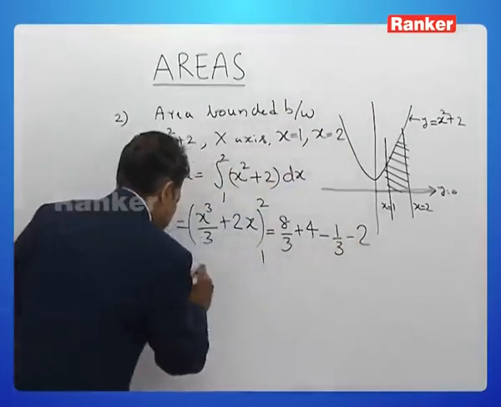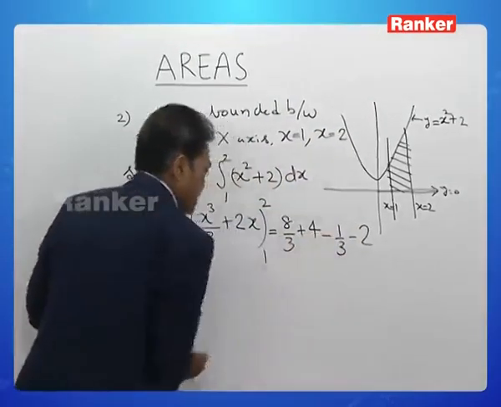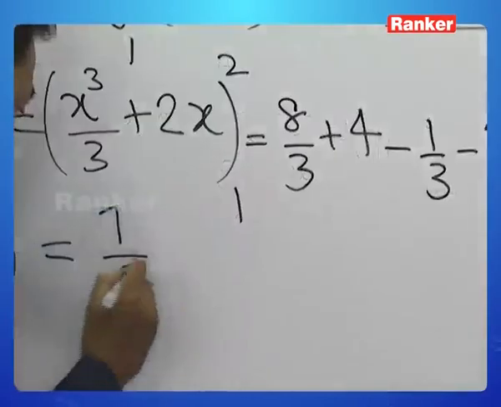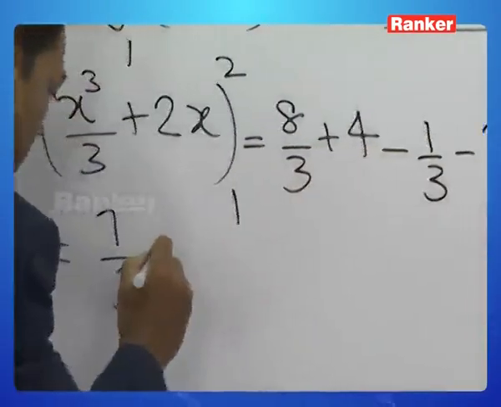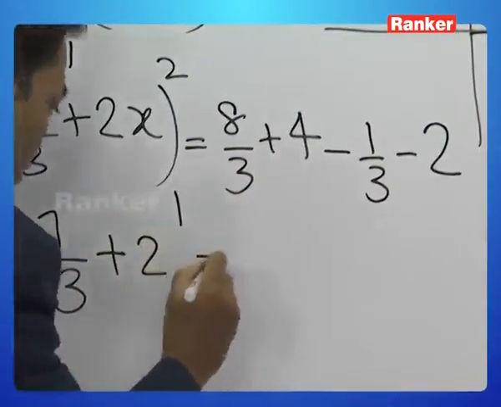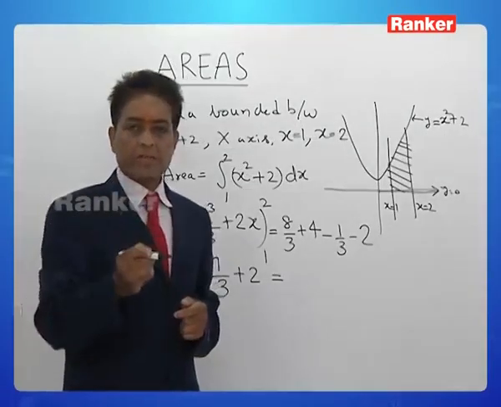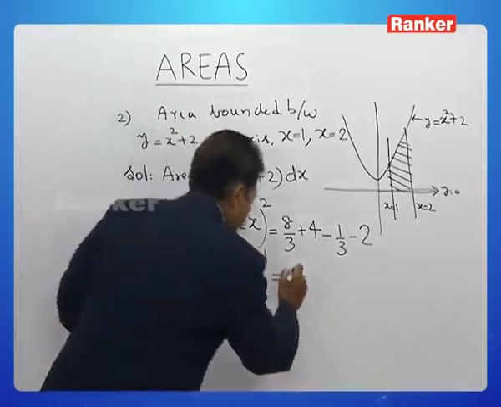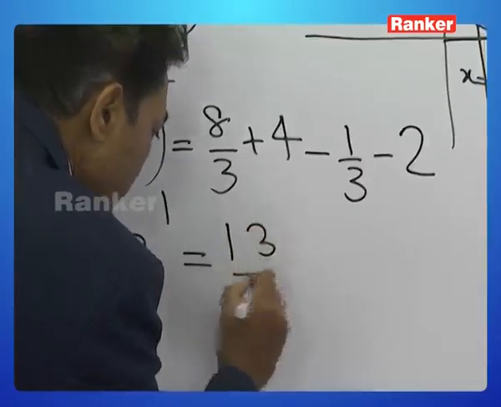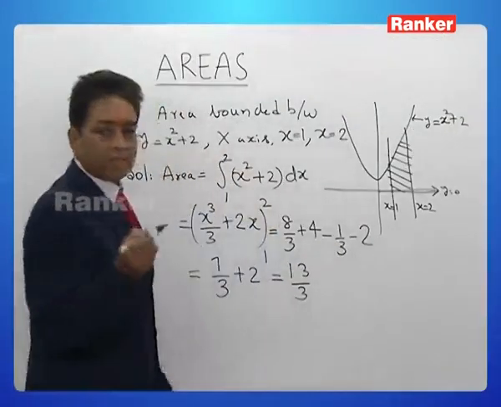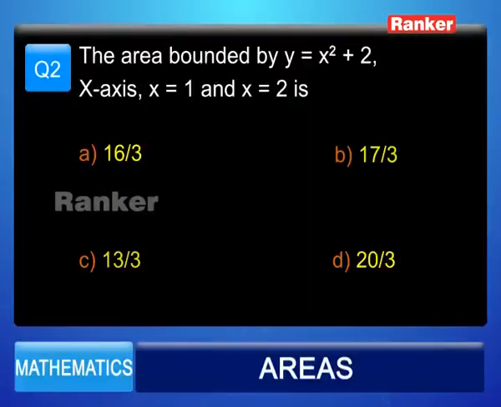So what is resultant area? 8 by 3 minus 1 by 3, 4 minus 2. Now if you consider LCM, 3 into 2 how much? 6. 6 plus 7, 13. So what is your final answer? 13 by 3. So what is your right option? Answer is C.